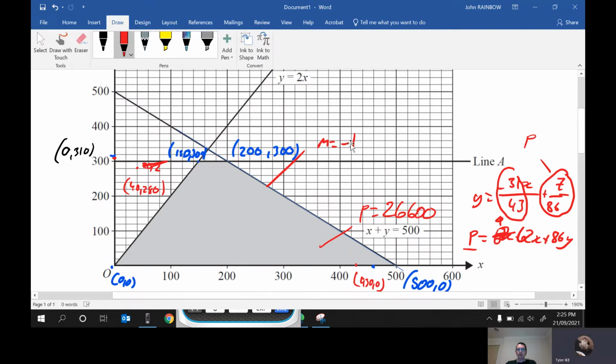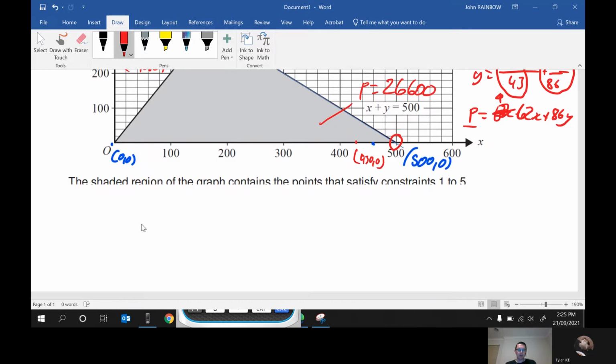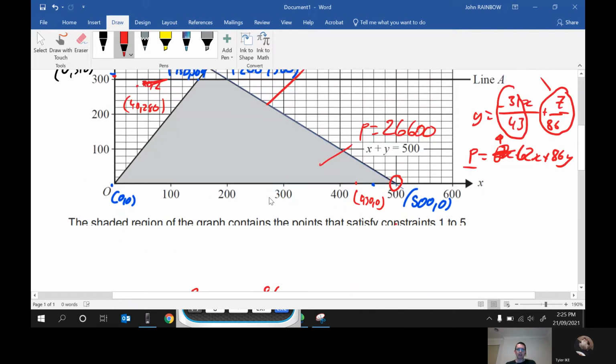You with me? So if I want my maximum point to be down here, and I have an equation, profit equals ax plus 86y, right? And we're asking, what does the value of a need to be for this to be the maximum? If you think about it just generally, you know it's going to have to be at least 86.